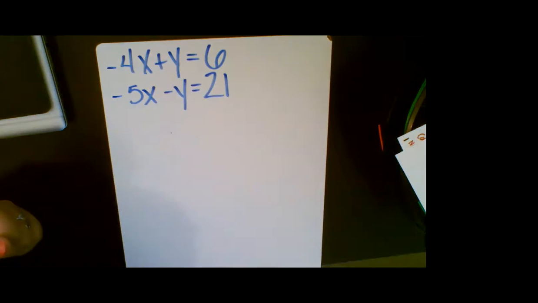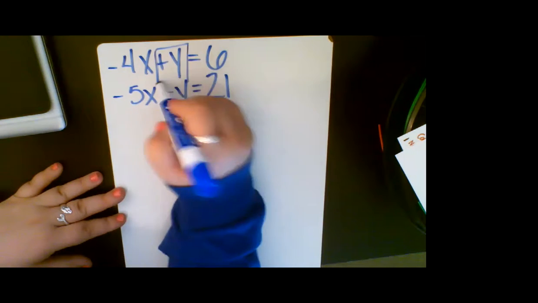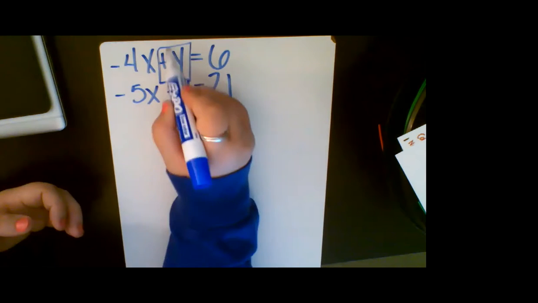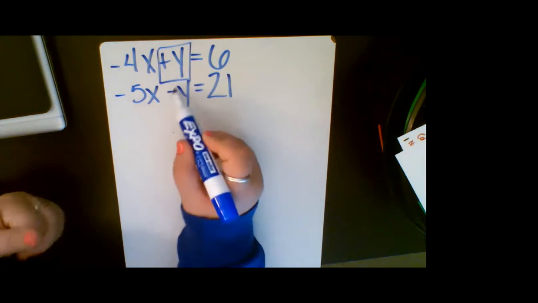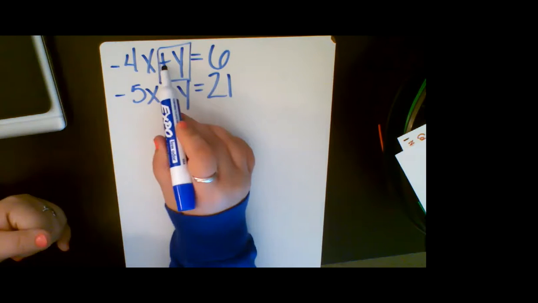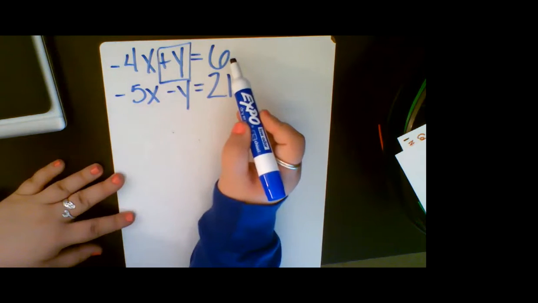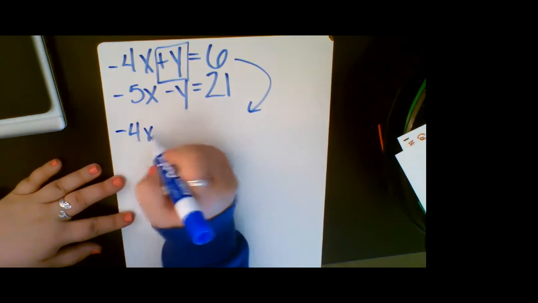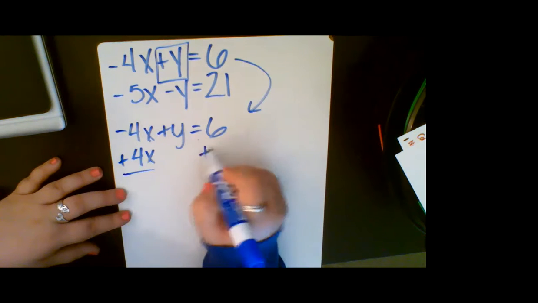So looking at these equations right here, this y right here is going to be the easiest thing to get by itself. Why? Because it's addition, and there's no number here, right? This x has a 4, that x has a -5, this y has a -1. This one doesn't have a number. So in order to get this y by itself, I'm just going to add the 4x over. Okay, so this equation right here, to get y by itself, I'm just going to move the x away by adding it.